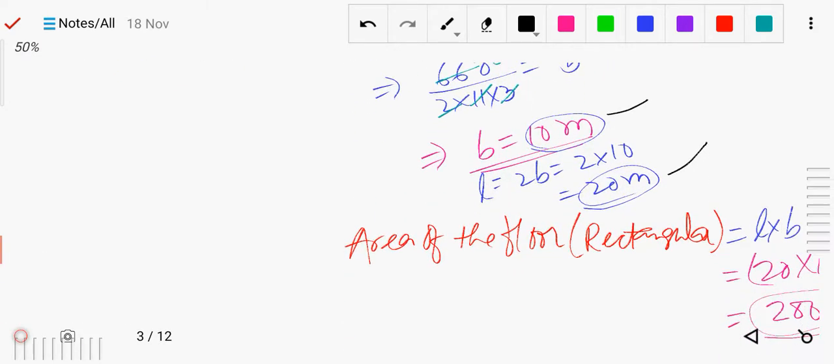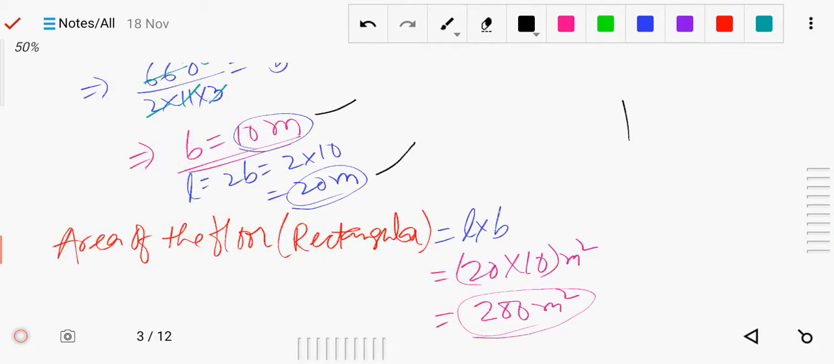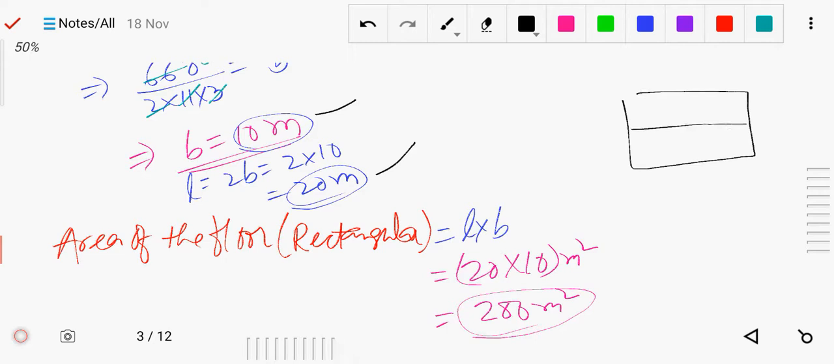Now we have to find the area of the floor. Of course, this room has a floor, and the floor will be rectangular. So this is the floor, and this floor is rectangular. The formula for the area of a rectangle is L into B. Now we put the values of L and B, so we get the answer.